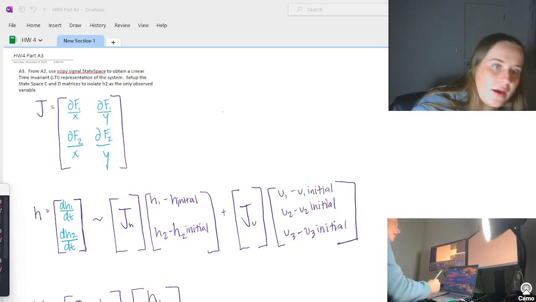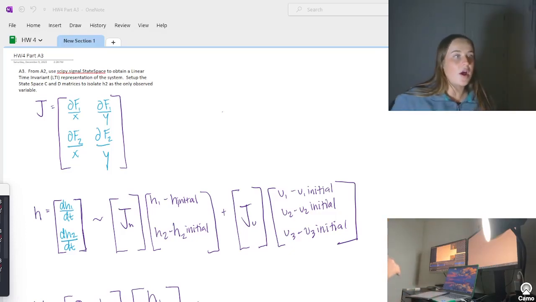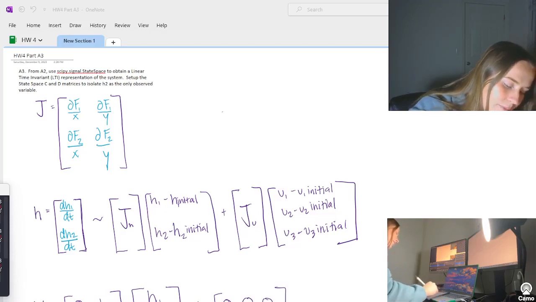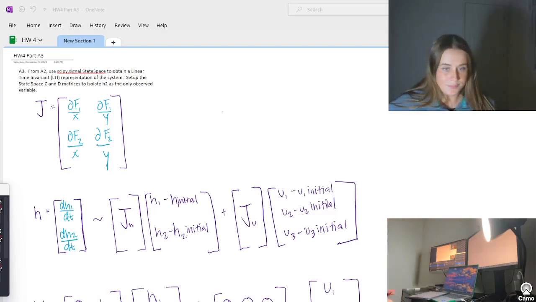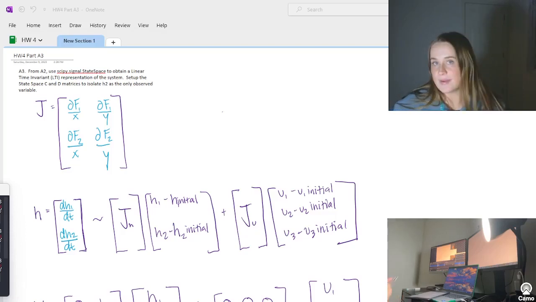And then we're going to add this. So we not only have to isolate H2 from H1, but we're also isolating it from U1, U2, and U3. So we're going to add that, and we're going to put in 3 zeros. And then we're going to put in the matrix U1, U2, and U3. So this basically isolates H2 from everything else.